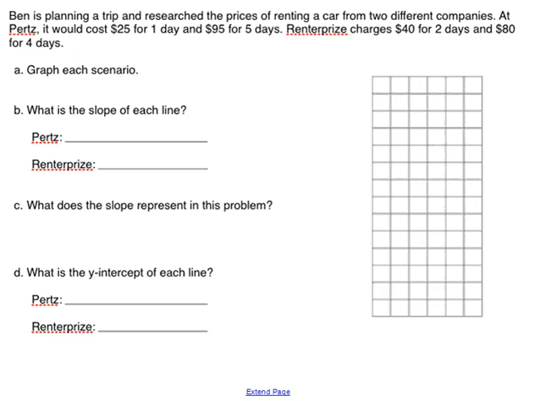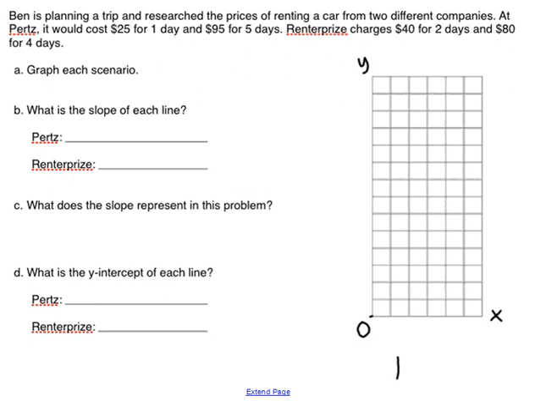All right, next up, we have 2 different companies. Ben is planning a trip and researched the prices. At Hertz, it is $25 for 1 day and $95 for 5 days. Renterprise charges $40 for 2 days and $80 for 4 days. So on the graph, we always want to have the origin and count out our scale from there. We always want to have time on the x-axis and money on the y-axis.